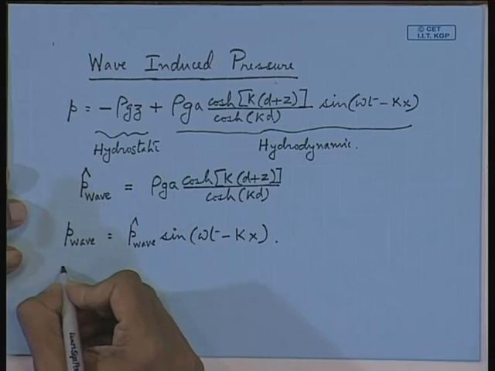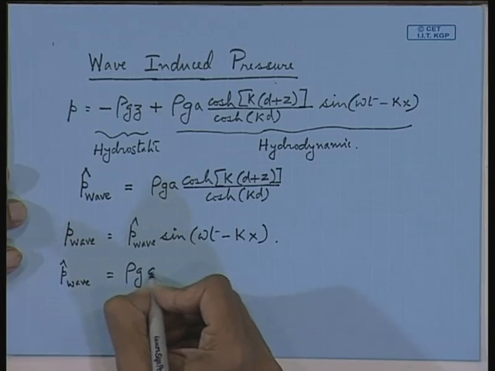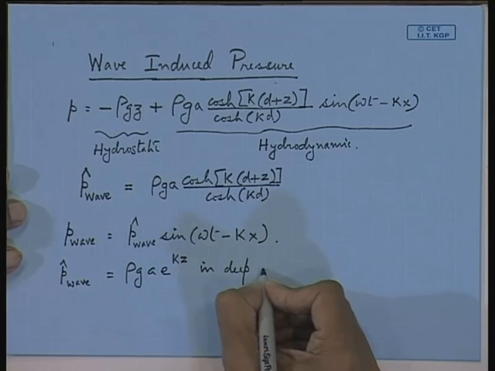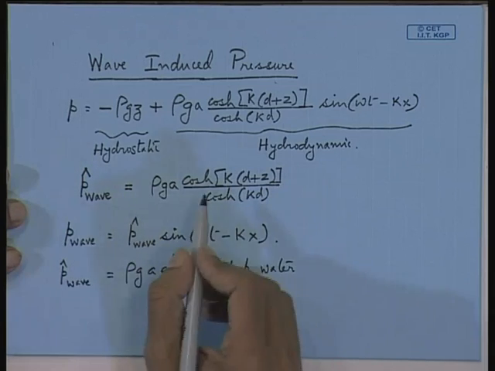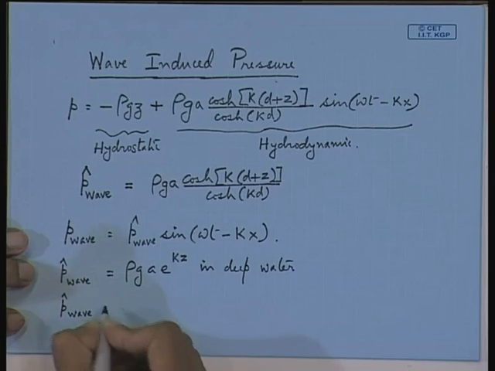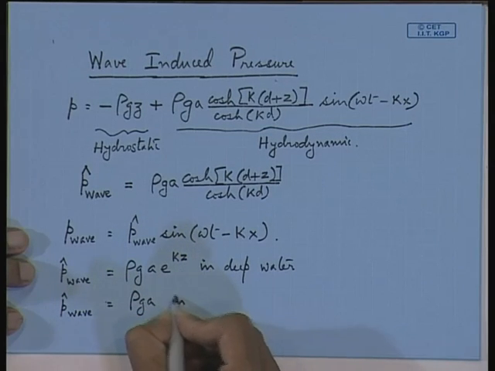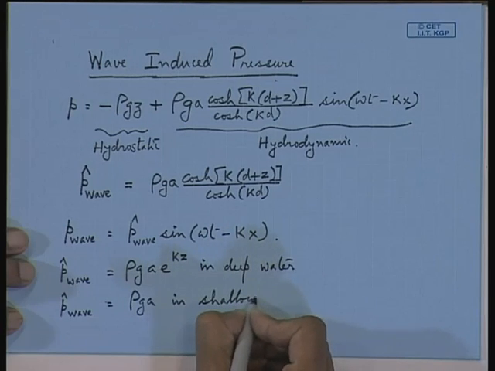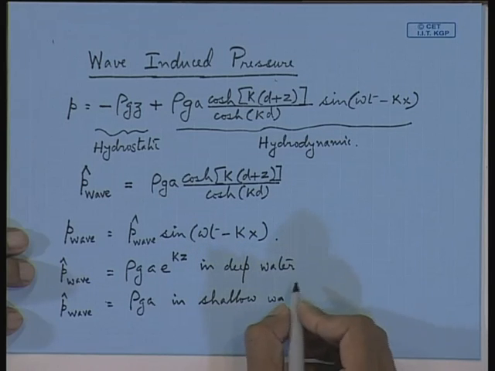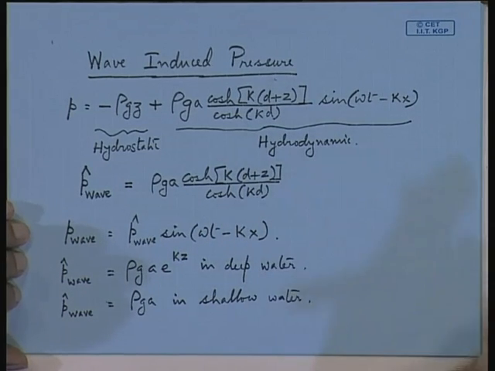Now this term, that is this P wave, becomes rho g a e to the power kz, that is in deep water. So this is of interest to us, and in shallow water, this P wave will become only rho g a. This you can find out by substituting the hyperbolic functions, e raised to the power kz and e raised to the minus kz, and you will come out like this. So these are two important inferences that we get from the hydrodynamic part.